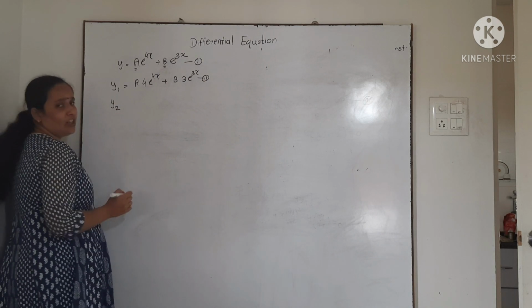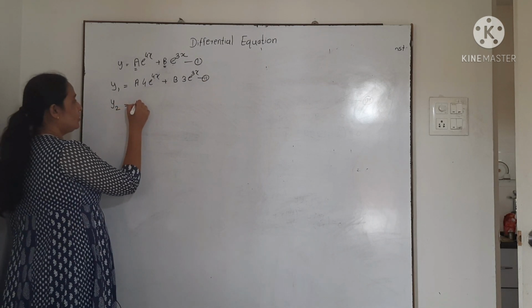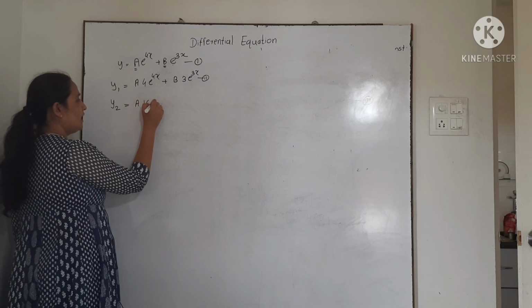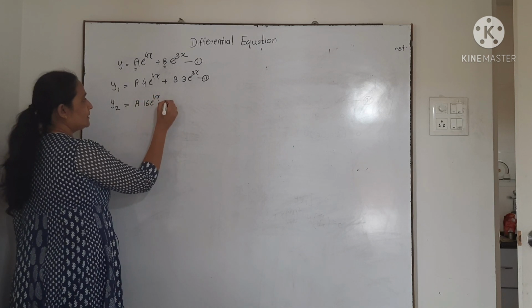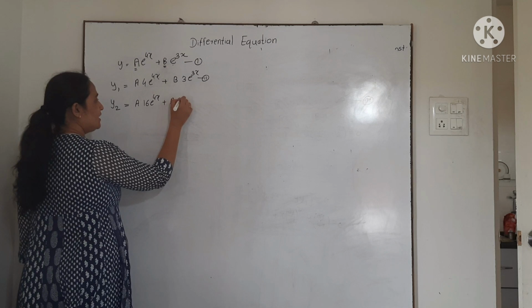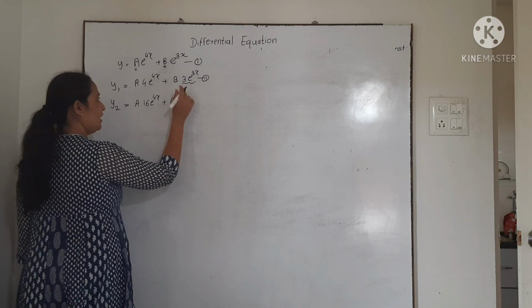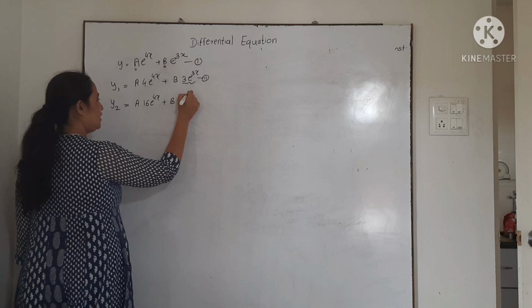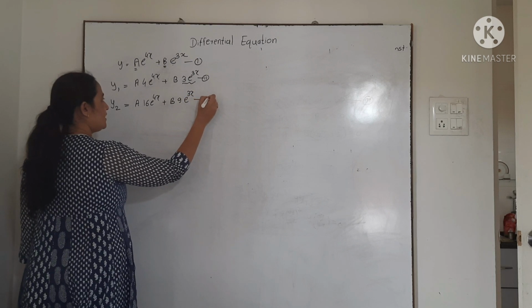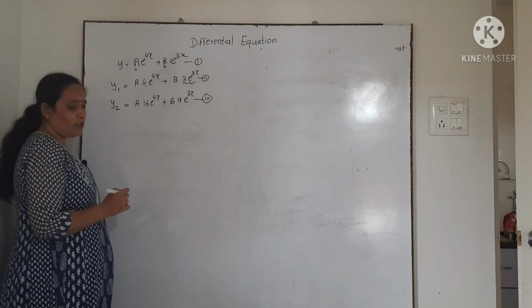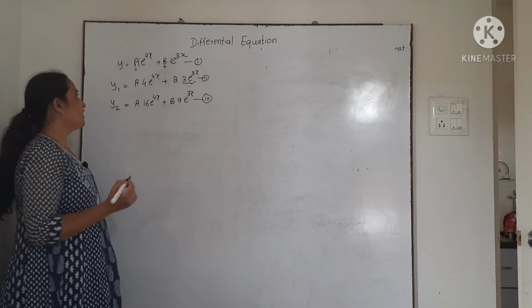Again if we differentiate this, you will get y2 is equal to a 4 into 4, 16 e raised to 4x plus b as it is. Derivative of this will be 3 into this 3, that is 9 e raised to 3x. So this is equation number 3. Now we will solve this equation again by using determinant method.